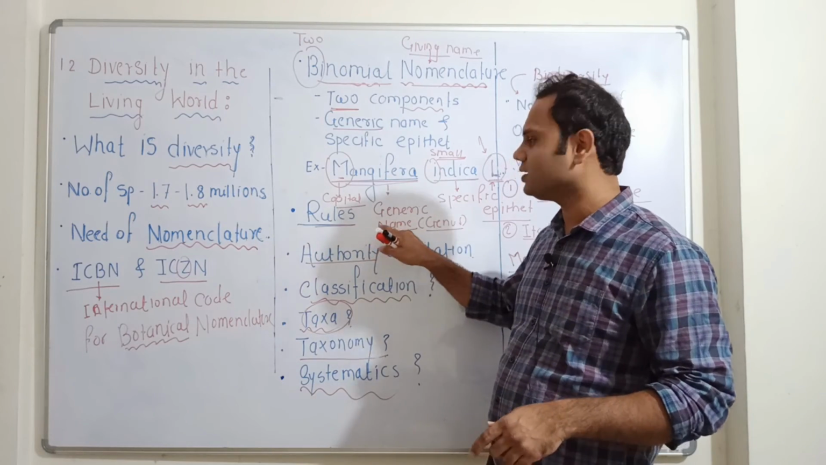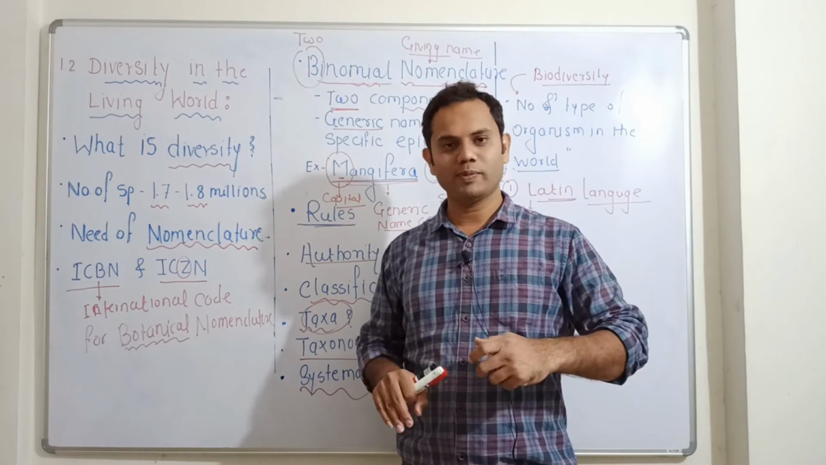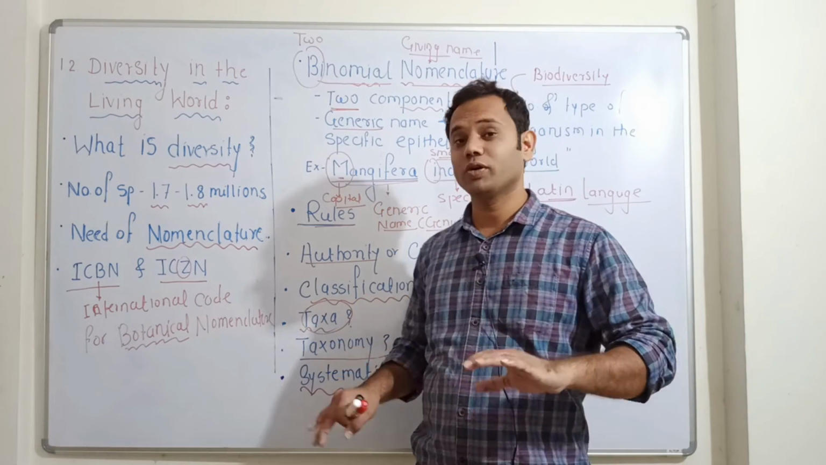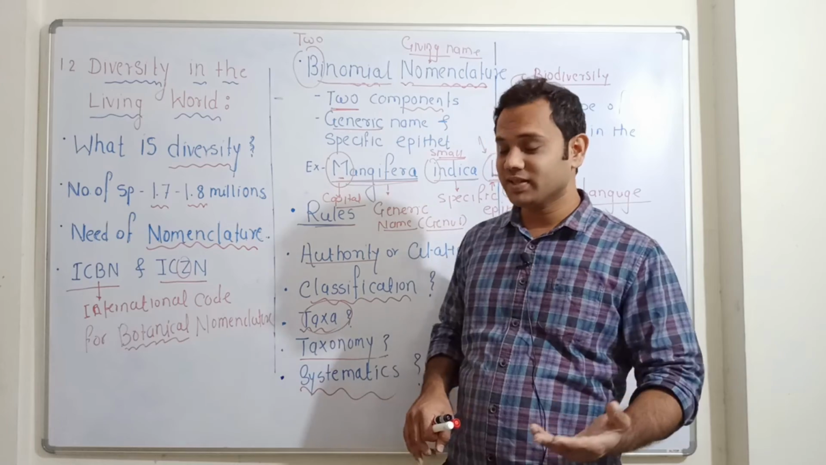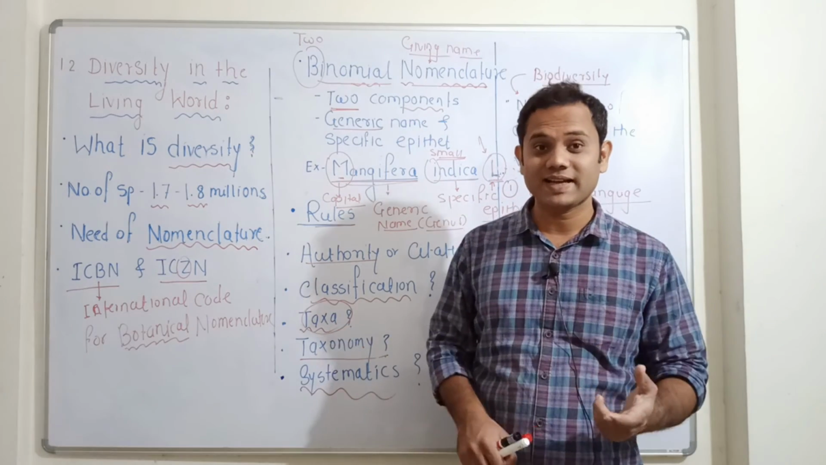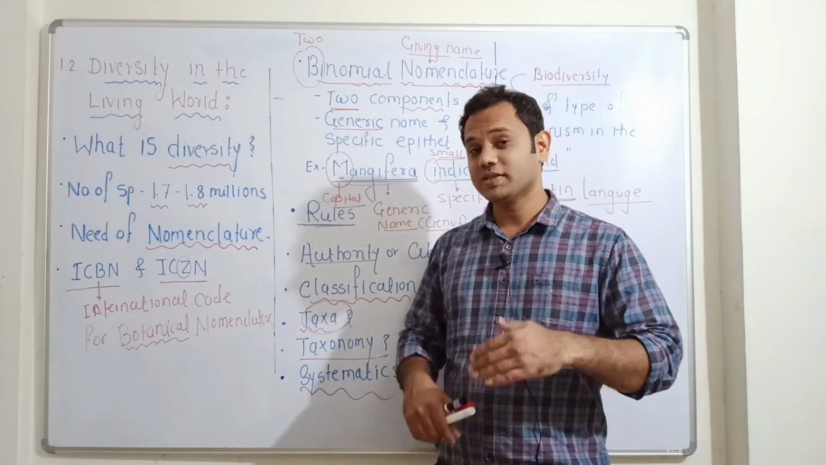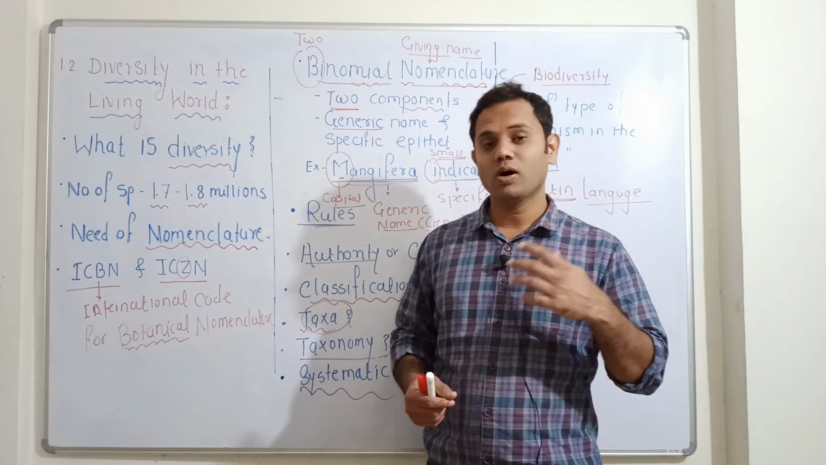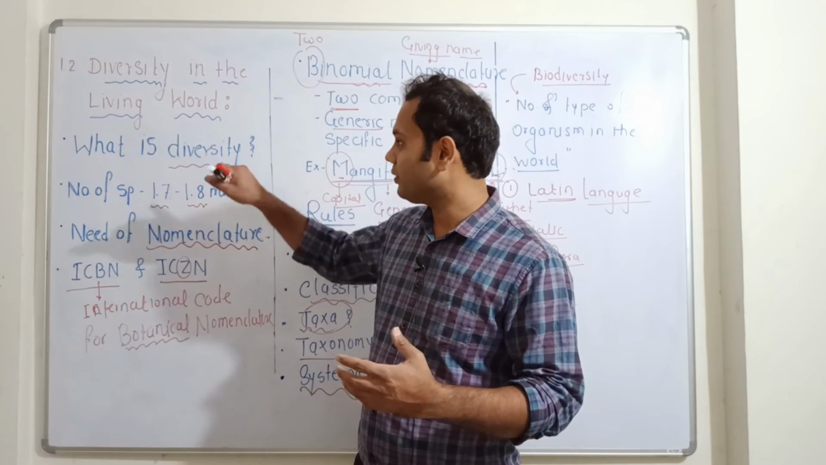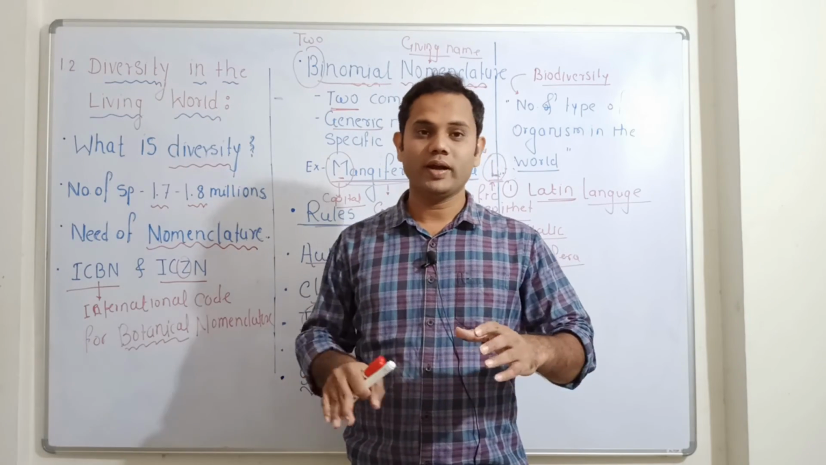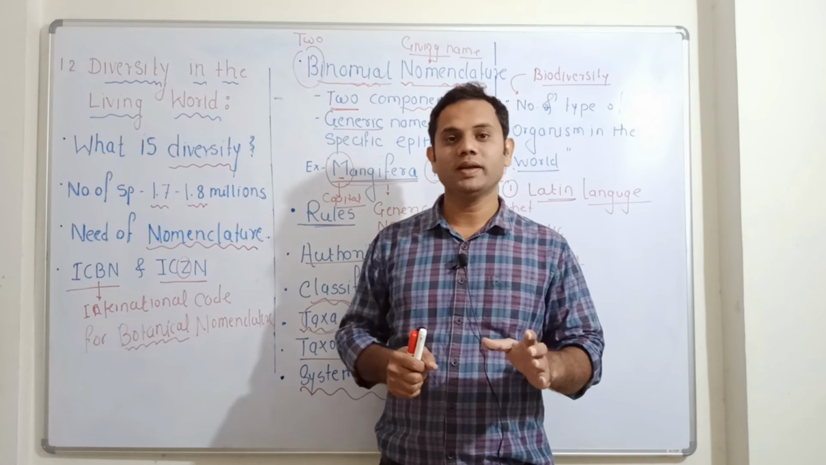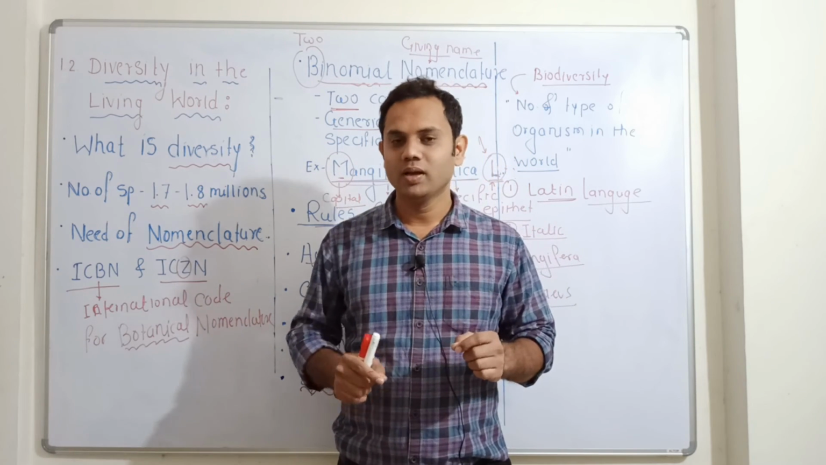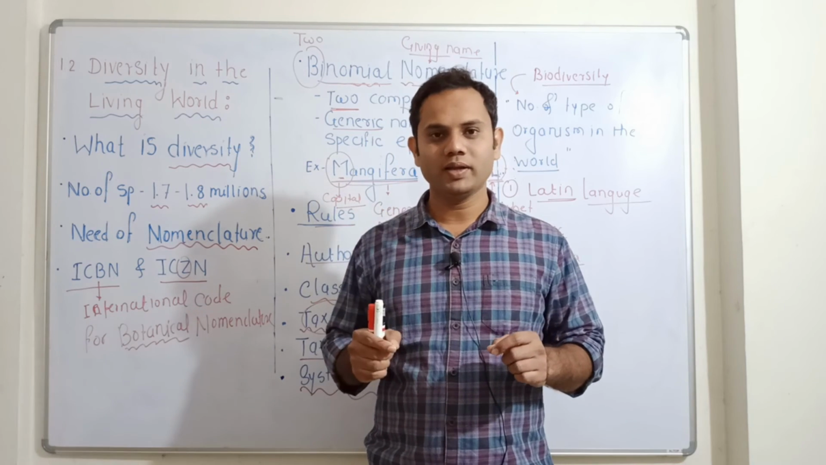Then we have seen the different rules of nomenclature, what is authority or citation, what is classification, why there is a need of classification, what is taxa, a kind of category, what is taxonomy, what is systematics. So I hope you all have understood what I was trying to tell you, and even if you find difficulty, the mail is given in my about section, you can mail me any kind of difficulty.